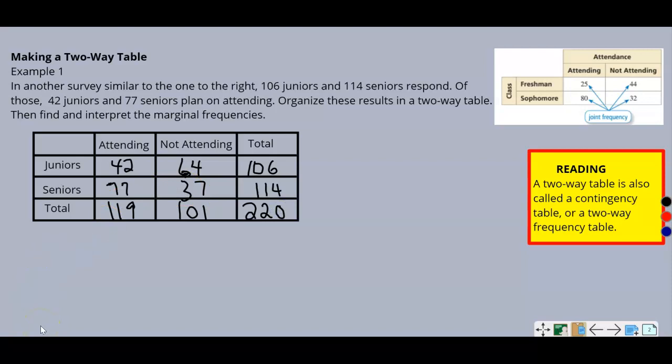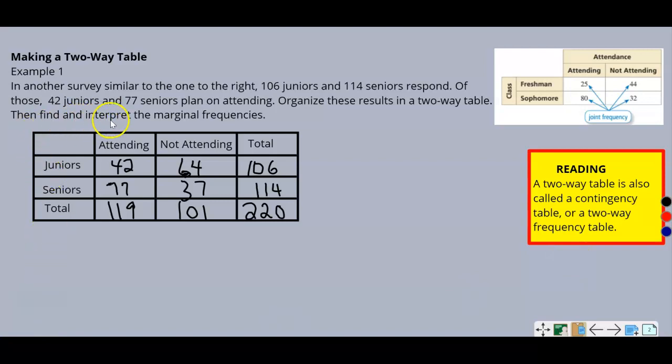So making a table can help you organize your information, but you also can see that these four numbers in the middle are called joint frequencies, and the totals are called marginal frequencies. All right, it says reading: a two-way table is also called a contingency table or a two-way frequency table.